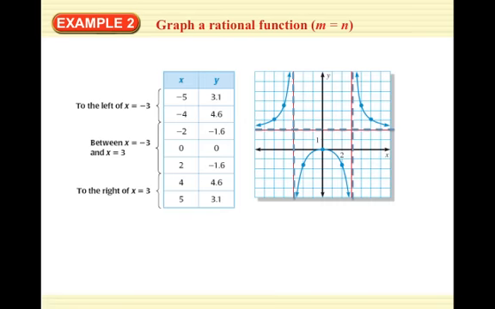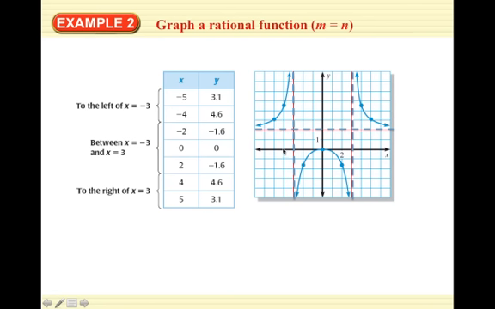Okay, so at this point, you should have your horizontal asymptote dashed in. You should have both vertical asymptotes dashed in, and you should have the origin plotted, that point (0, 0). The vertical asymptotes divide up your x-axis into three critical regions. You need to make sure you pick a few points in each of those regions. So we want a few x values.